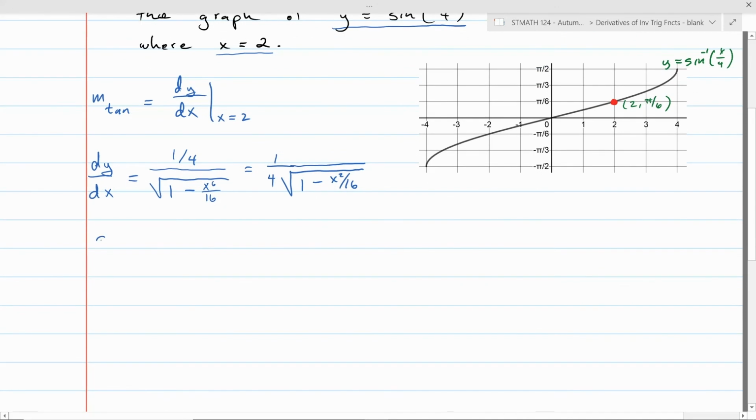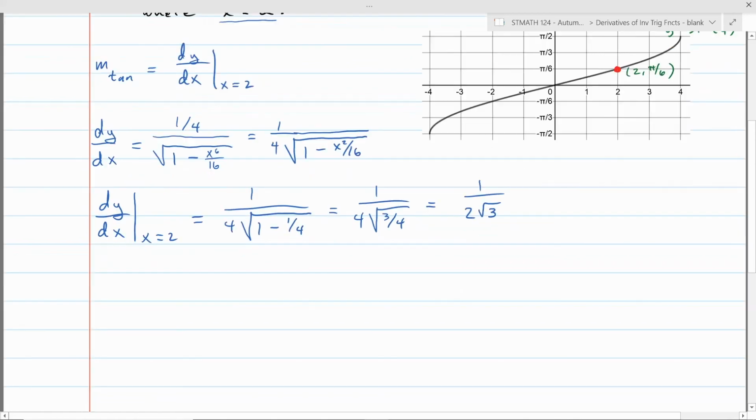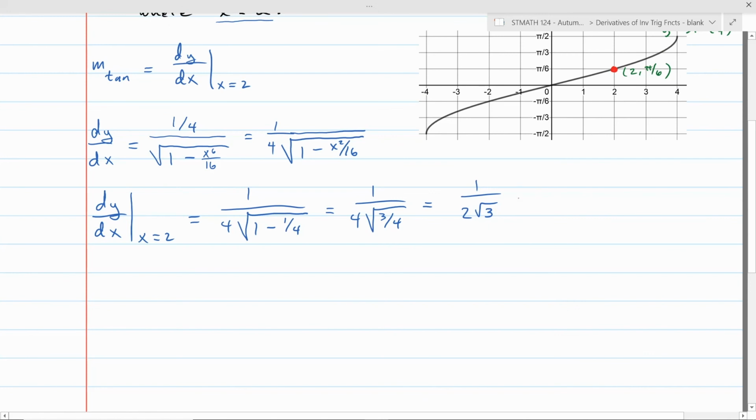And so now I can plug in x equals 2. So dy dx when x is equal to 2 is 1 over 4 square root of 1 minus, well, if I put 2 in there, I'm going to get 1/4. So that's 3/4 inside the radical. So this is 1 over 4 times the square root of 3/4. I can take the square root of that 4 in the denominator, and I'd get a 2 in the denominator there, and it would cancel with the 4 out front, so I'd get 1 over 2 square root of 3. Okay, that's fine. So that's my m tan.